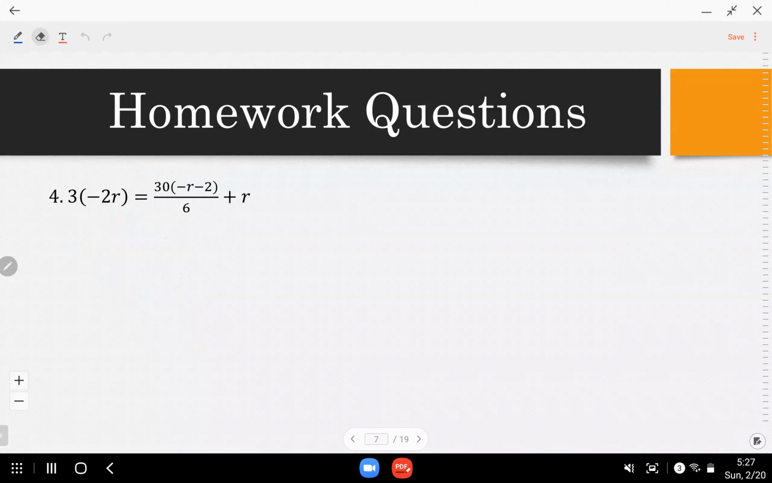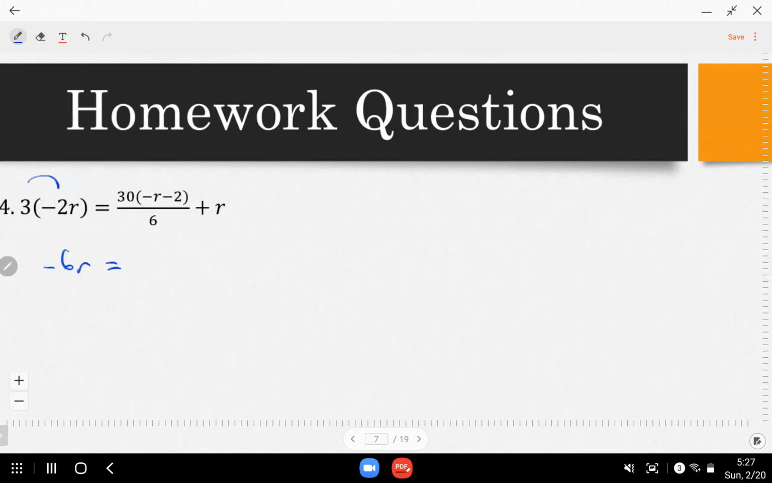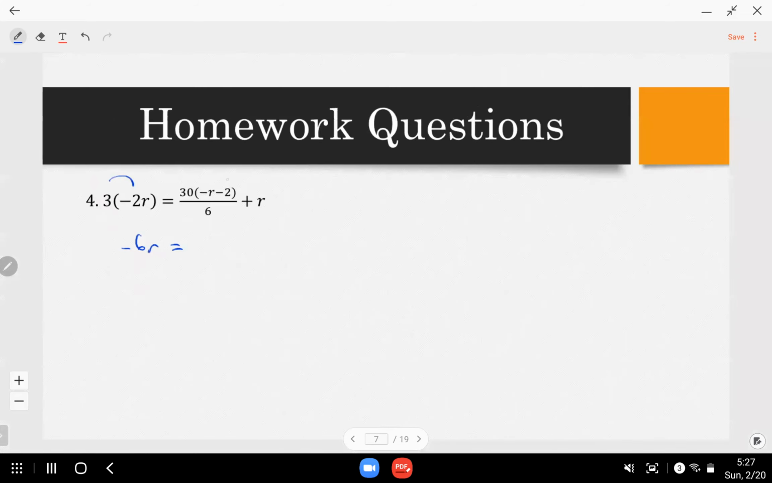Now we get into this one. So the first step, obviously, would be to multiply these. So 3 times negative 2r is negative 6r. Pretty easy, right? So the next side is kind of confusing. How are we going to do this? Actually, since 30 is multiplying negative r minus 2 divided by 6, then we can actually cancel this out.